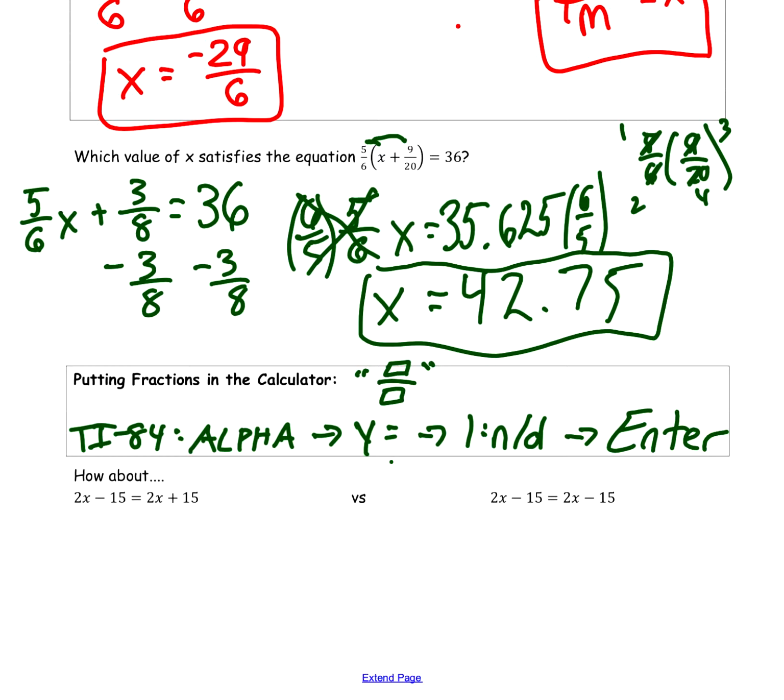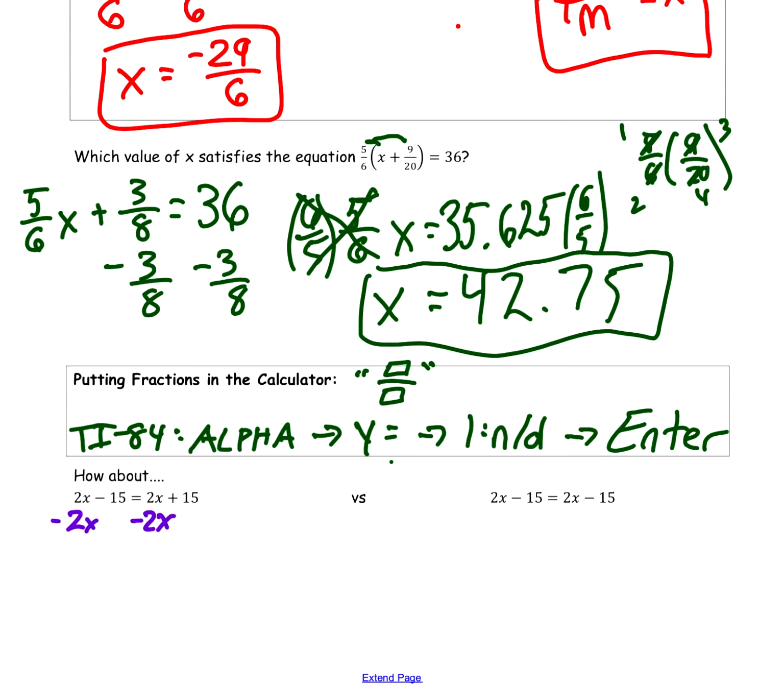So how about the last 2 problems here? What about the one on the left and the one on the right? So 2x minus 15 equals 2x plus 15. How would I go about solving this? Well, we want to get our x by itself in order to solve the equation. So I'm going to subtract 2x on both sides. Get the x's all on one side.